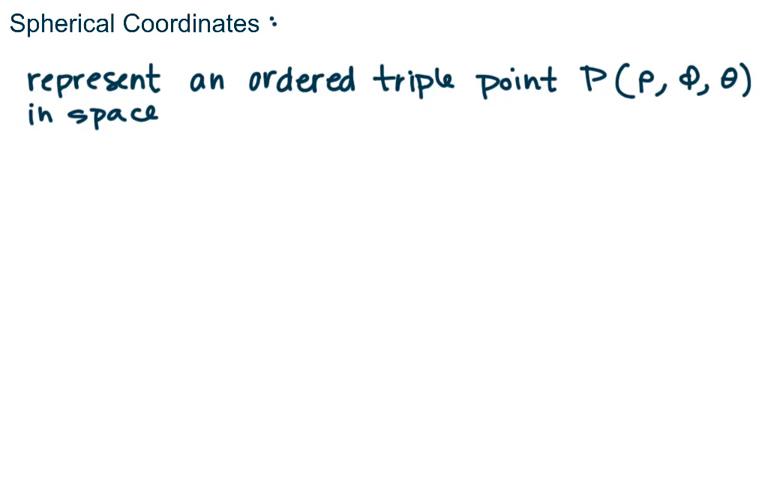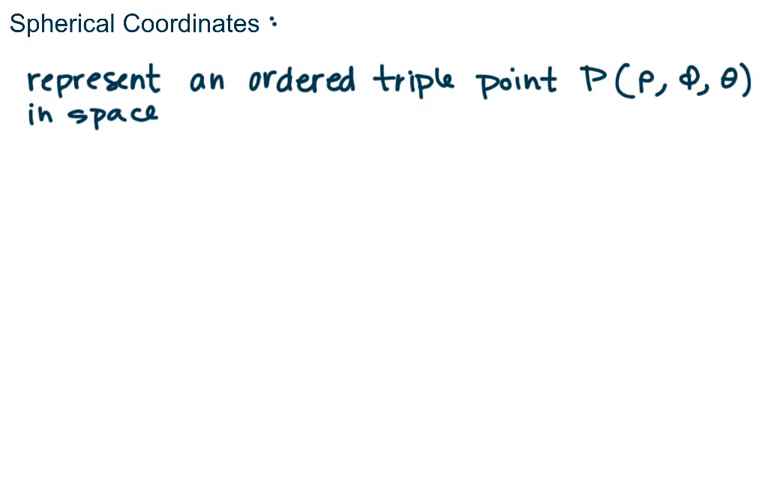Welcome. Now we're going to talk about spherical coordinates, and we're going to go through the process of deriving them because I think that will help you understand it better. Spherical coordinates represent an ordered triple point in space. So we're going to call it a point P, and we use the Greek letters rho, phi, and theta. So rho, phi, theta.